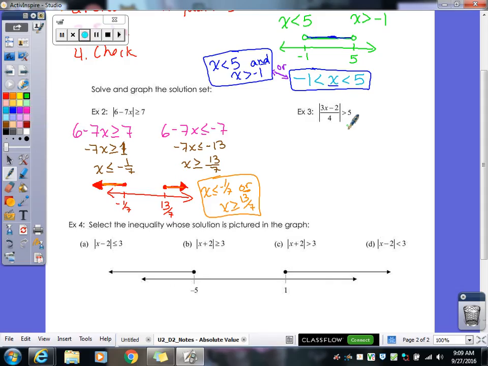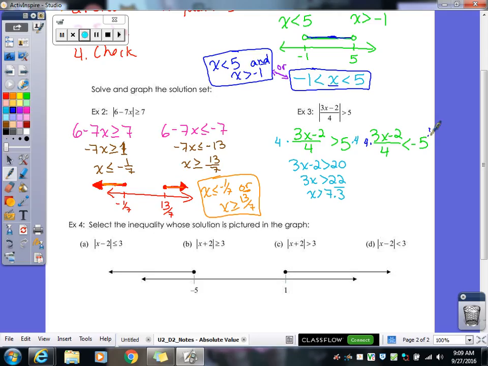So again, number 3, the absolute value is already isolated, so I'm going to create my two inequalities. And then (3x minus 2)/4 is less than negative 5. So I'm going to go ahead and solve the one over here on the left. Times 4: 3x minus 2 is greater than 20. Add my 2 and divide by 3. So again, we could write it as 7.3 repeating. You could leave it as the fraction 22/3. Either one works.